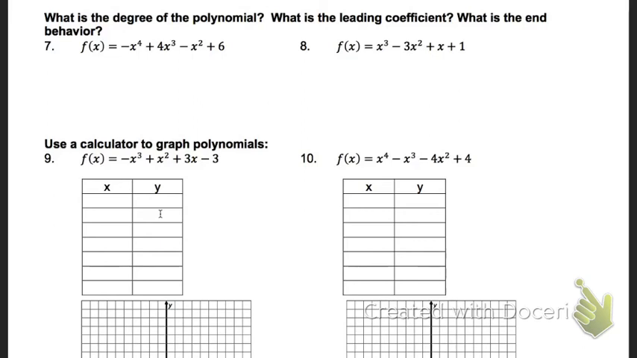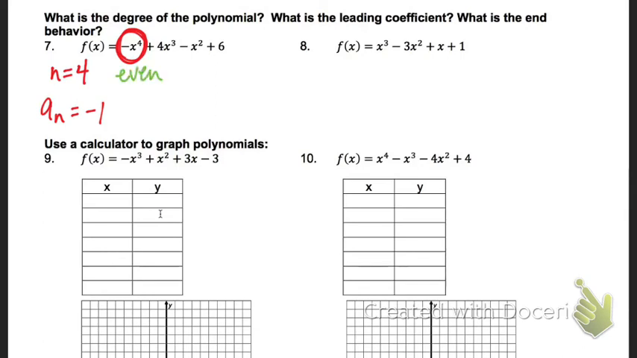Looking at 7 and 8, it says what is the degree, what is the leading coefficient, and what is the end behavior. So the only thing I need to look at is my highest degree. I can ignore everything else. My highest degree in number 7 is what? 4. So I'm going to circle this right here, negative x to the 4th. My degree, so n equals 4. My leading coefficient is what? Negative 1. So 4 is a positive or negative number, or no, I'm sorry, odd or even number? Even.